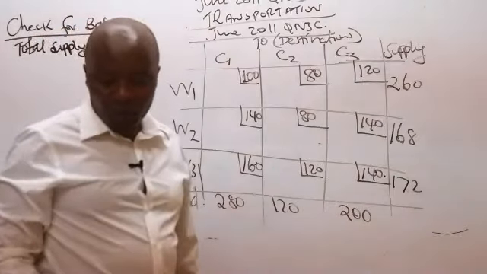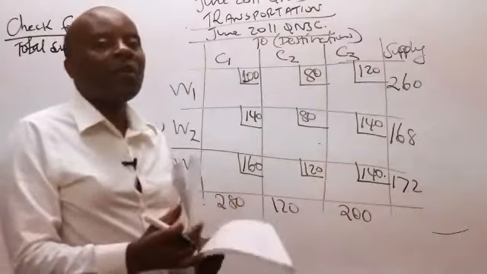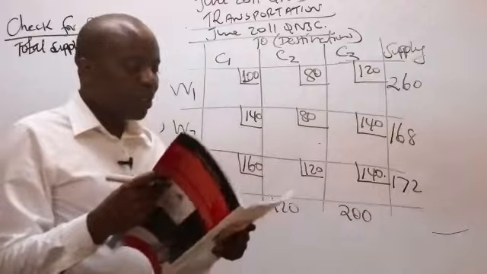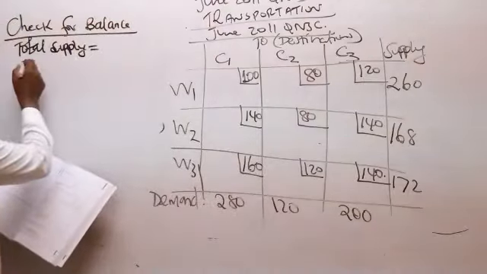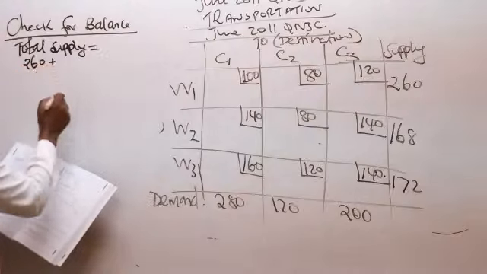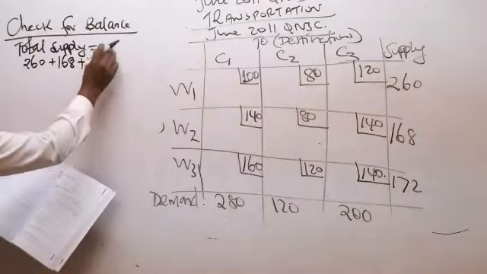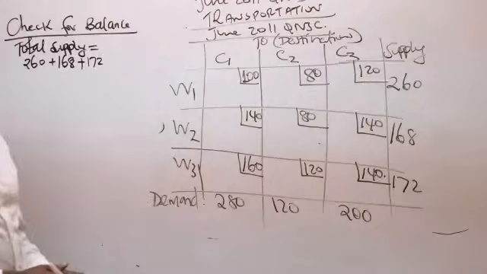Are you able to see the total supply in the question? Remember, it is the supplies that we're getting from our warehouses. Warehouse 1 is able to give us 260, plus 168, plus 172. Could you kindly give me this figure?